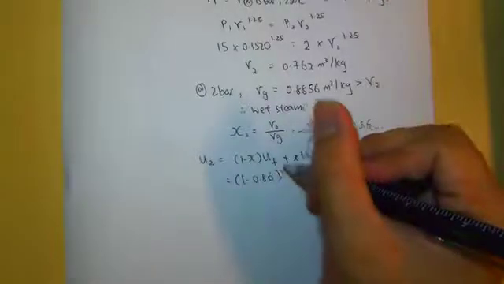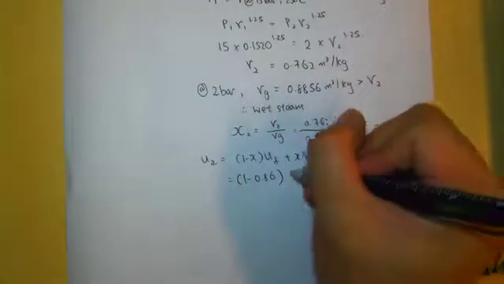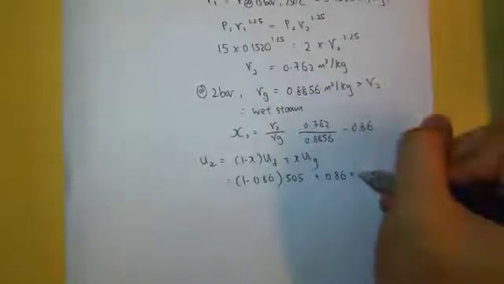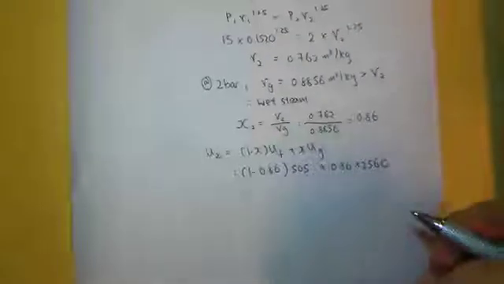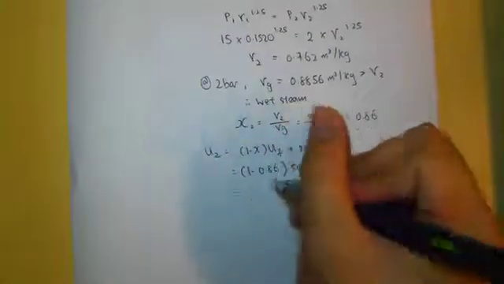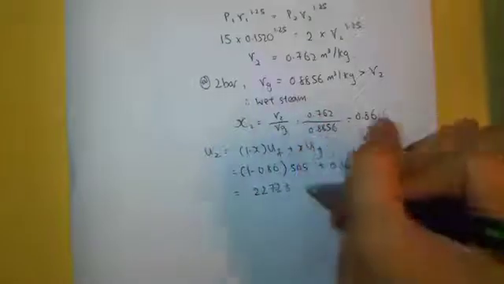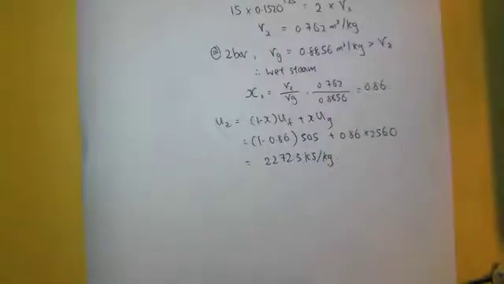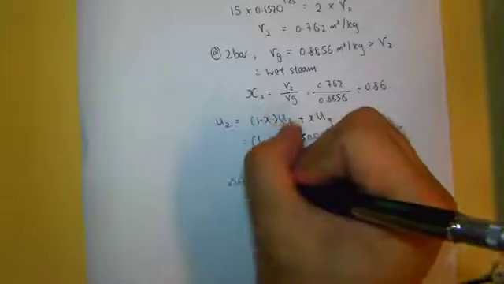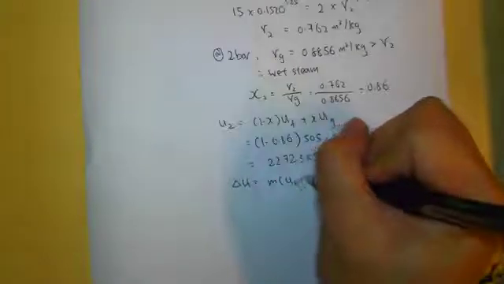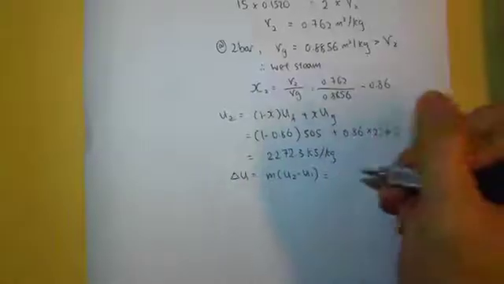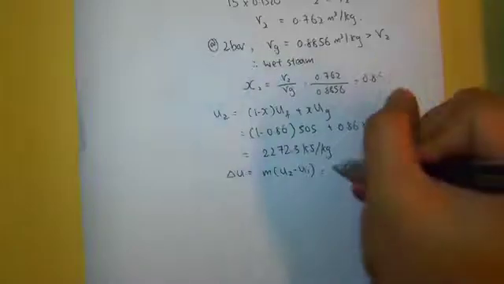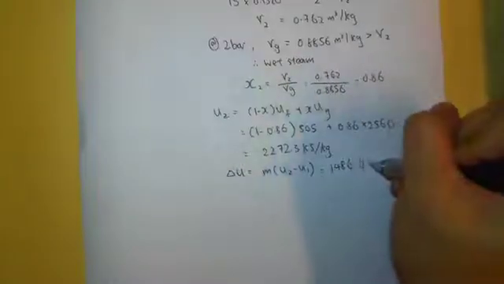So Uf will be Uf at 2 bar, which is 505. Ug will be Ug at 2 bar. So this is how we calculate our U2. So with both U1 and U2 calculated, we can find our delta U, which is m(U2 minus U1). If you plug in the values together with the m of 3.5 kg, you should be able to get your 1486.45 kilojoule.